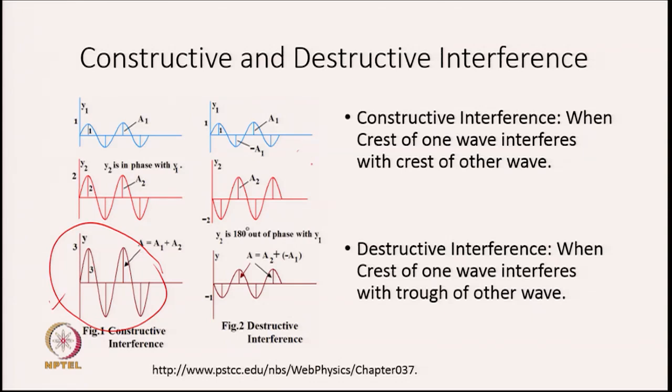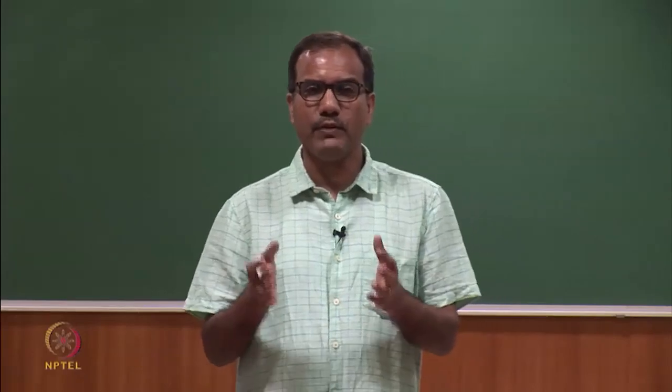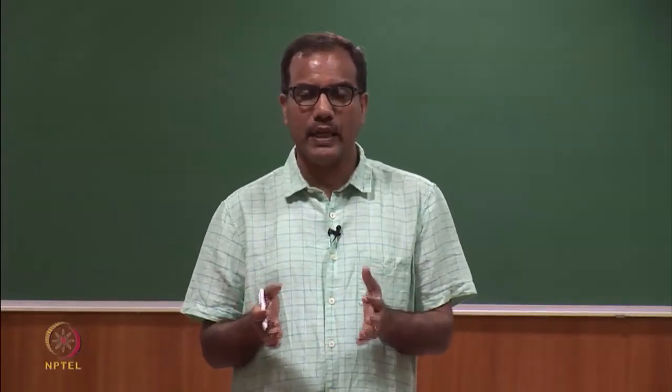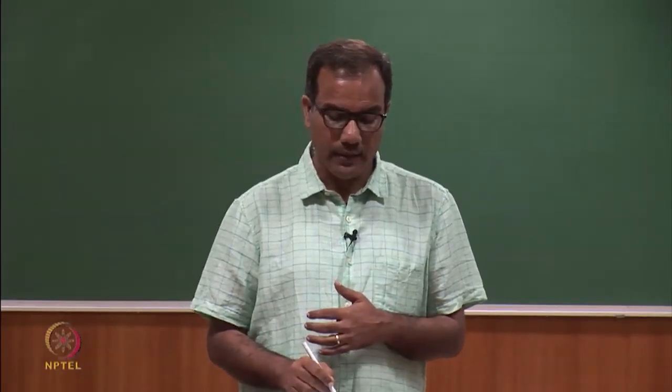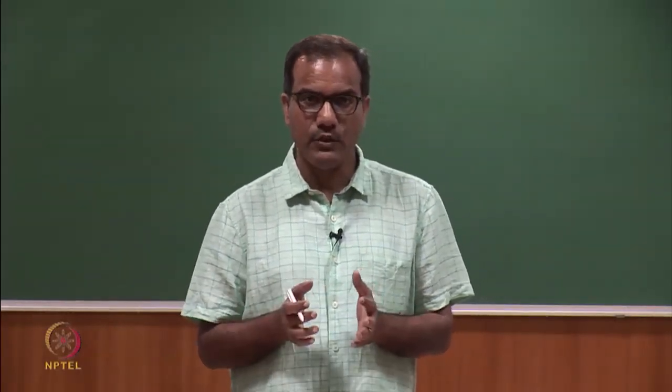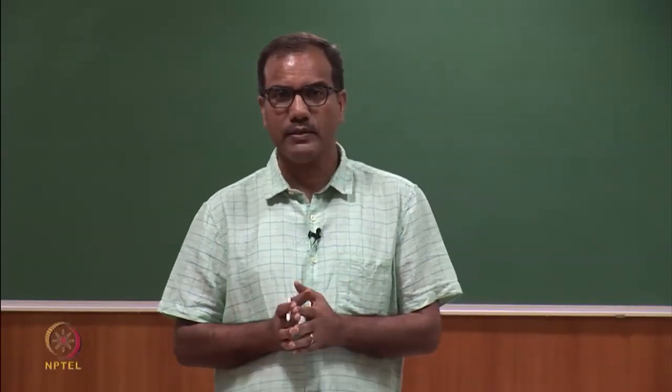But if you take two waves which are not of the same phase, or you can say they are 180 degrees out of phase, what does that mean? The position of the crest of one wave coincides with the position of the trough of the other wave, so y1 is 180 degrees out of phase with y2. The phase difference is 180 degrees. In that case, you will get destructive interference and your amplitude will be simply a2 minus a1.